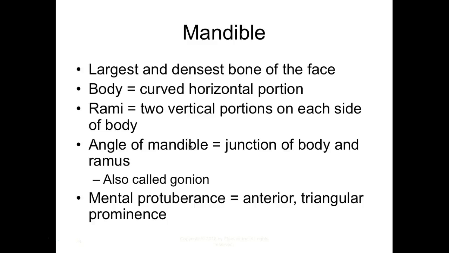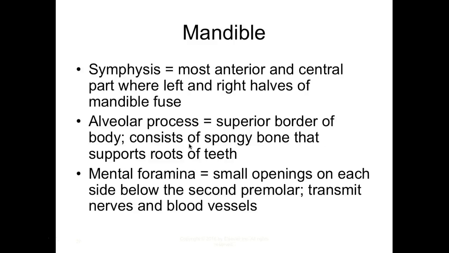So your mandible is the largest and most dense bone of the face. The body is the curved, horizontal portion, the rami are the two vertical portions on each side of the body, and the angle of the mandible equals the junction of the body and the ramus, also called the gonion. I don't care if you call it the angle or the gonion, it's up to you. The mental protuberance is the anterior triangular prominence, your chin.